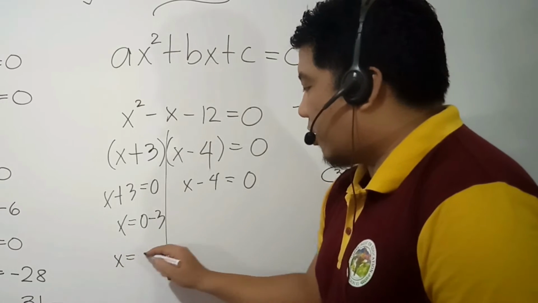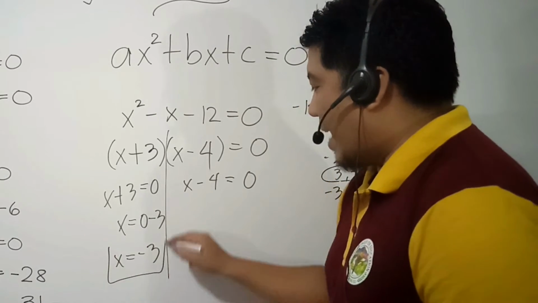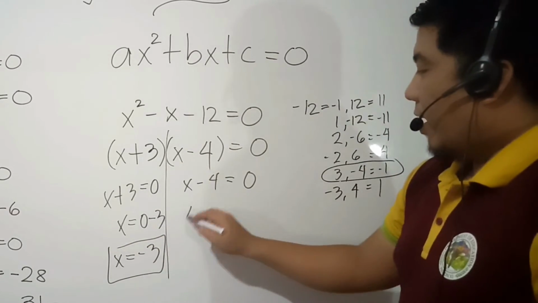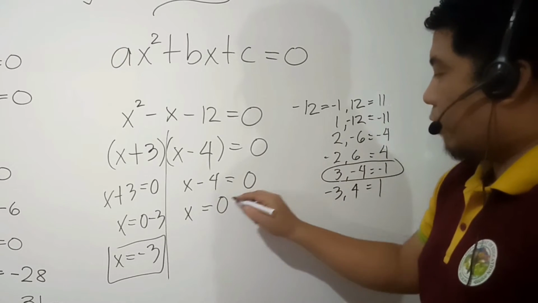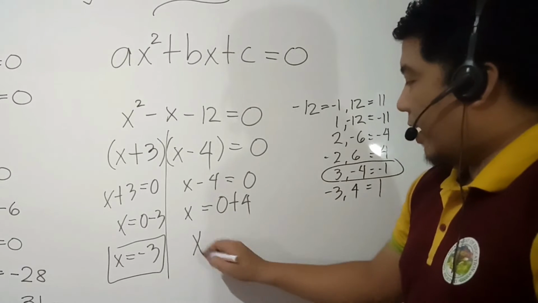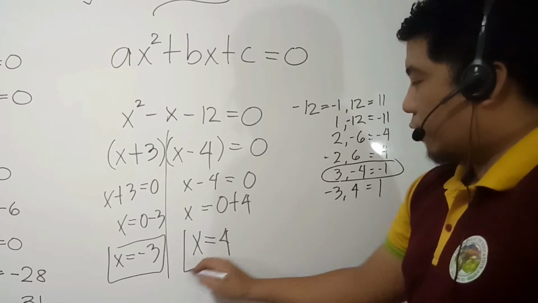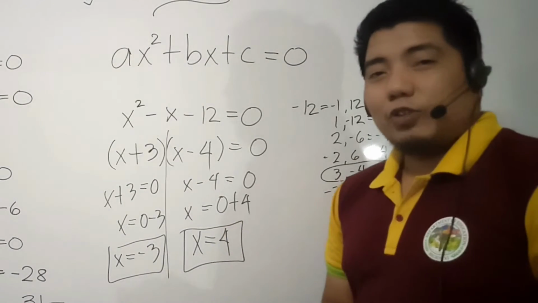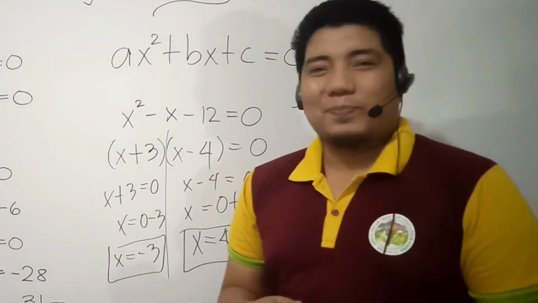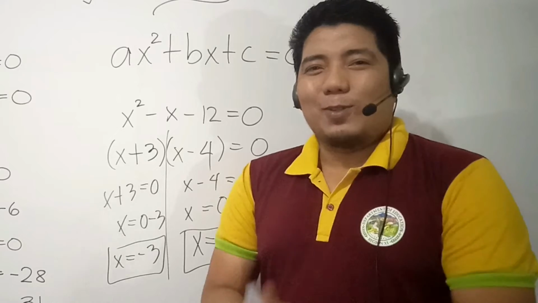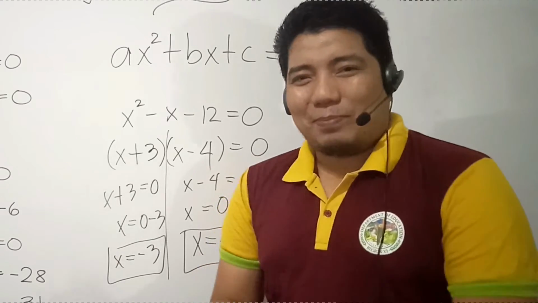Giving us a final answer of negative 3. Next, x is equal to, transposing negative 4 or minus 4, we have 0 plus 4, giving us a final answer of 4. So these are the two values of our x, negative 3 and positive 4. Easy, right? Now let us go to a more challenging example.